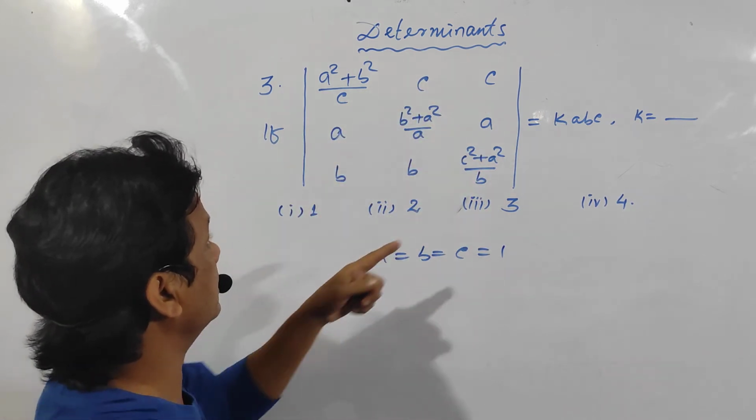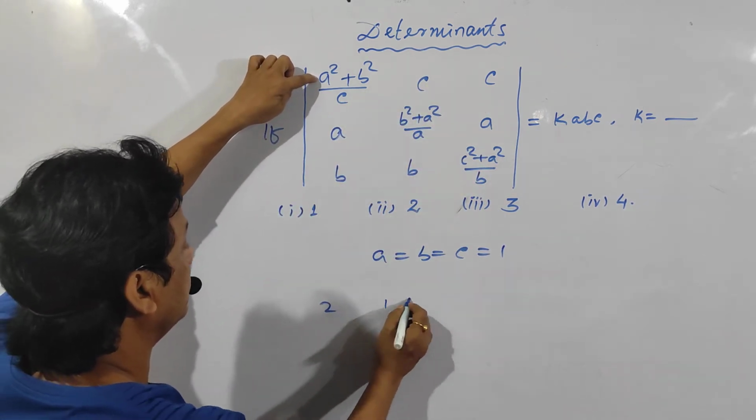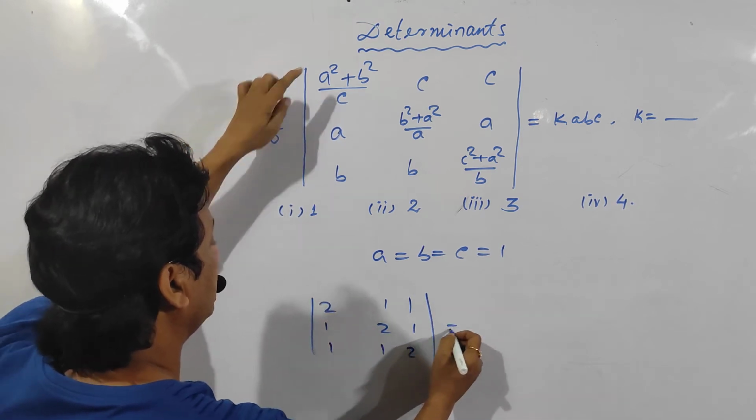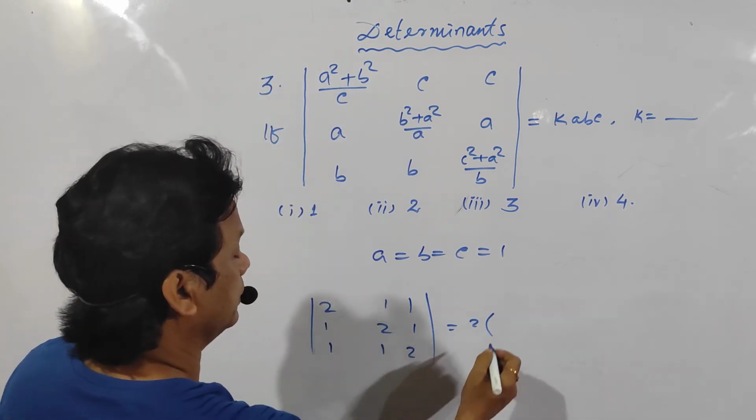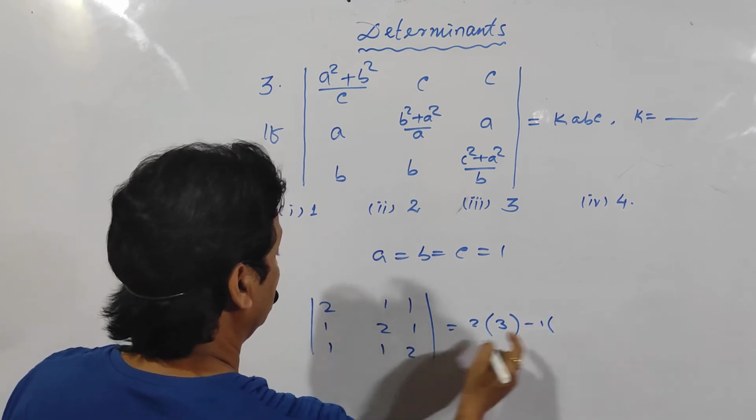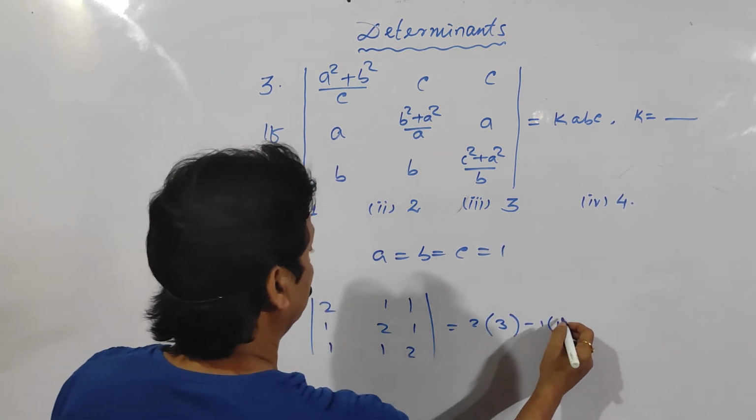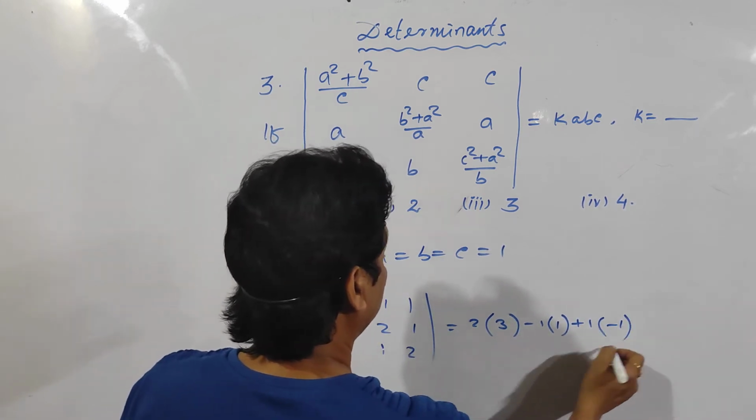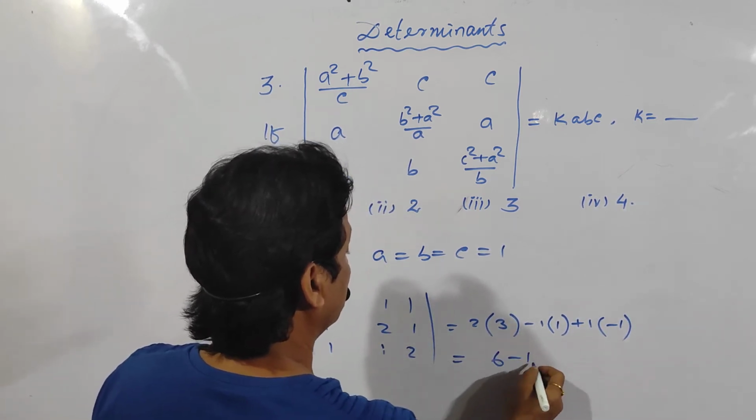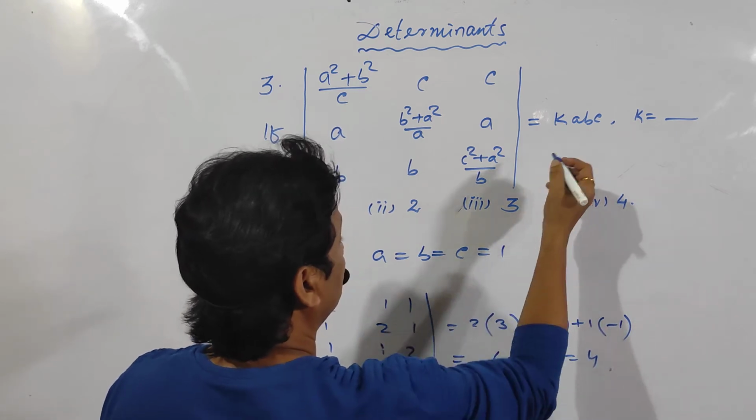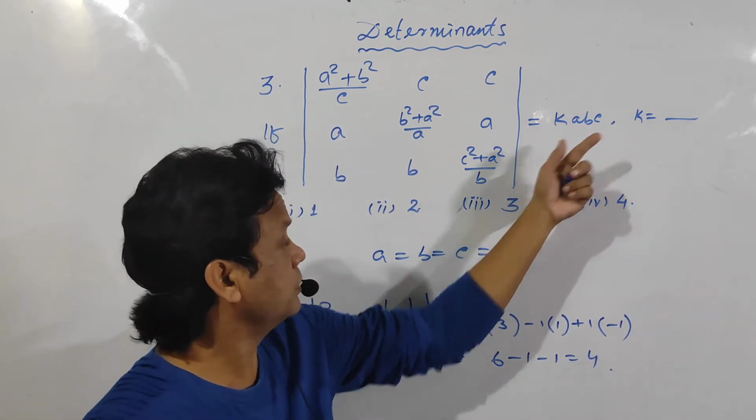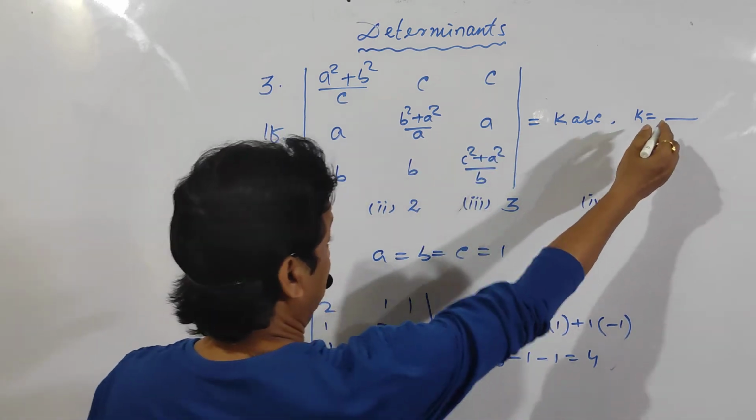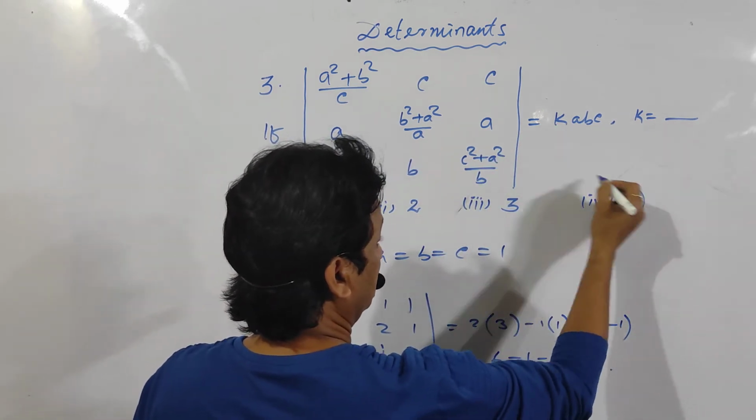So what will be the left hand side? Let us see. This is 2, 1, 1, 1, 2, 1, 1, 1, 2. So let us find the value. So 2 into 4 minus 1, it is 3, minus 1 into 2 minus 1, it is 1. Plus 1 into 1 minus 2, it is minus 1. So 3 into 2, that is 6, minus 1, minus 1, it will be 4. So right hand side, if you put A is equal to B is equal to C is equal to 1, the right hand side becomes K. So K is equal to 4. So value of K is 4. So this is the answer.